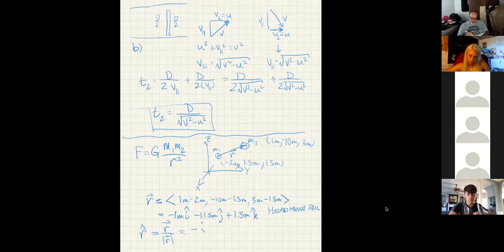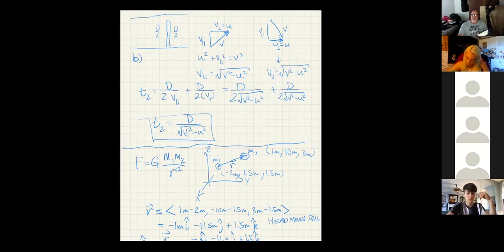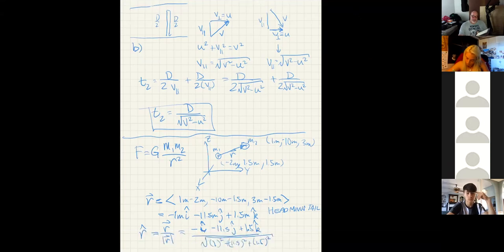In other words, I'm not going to write the actual one there. And I'm not writing the meter because the meter is going to cancel out. Minus 11.5 J hat, that meter's canceling out, plus 1.5 K hat, is all divided by the square root of 1 plus 11.5 squared plus 1.5 squared. That is, in fact, the unit vector.